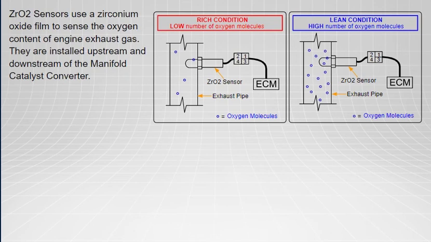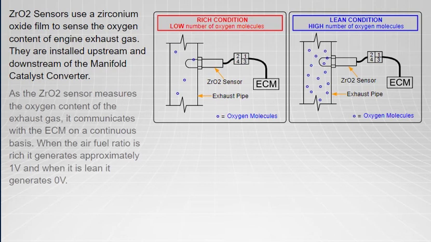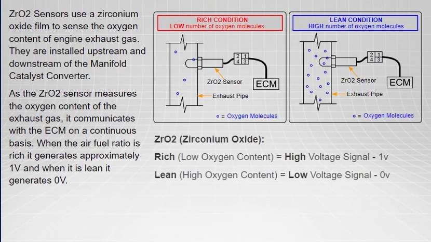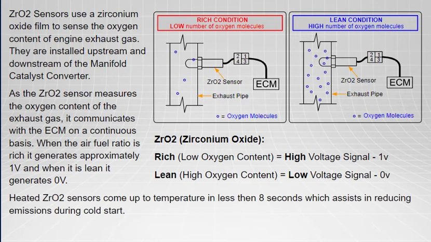Zirconium oxide sensors, ZrO2, use a zirconium oxide film to sense the oxygen content of the engine exhaust gas. They are installed upstream and downstream of the manifold catalyst converter. As the zirconium oxide sensor measures the oxygen content of the exhaust gas, it communicates with the ECM on a continuous basis. When the air-fuel ratio is rich, it generates approximately 1 volt, and when it is lean, it generates nearly 0 volts. Heated zirconium oxide sensors come up to temperature in less than 8 seconds, which assists in reducing emissions during cold start.